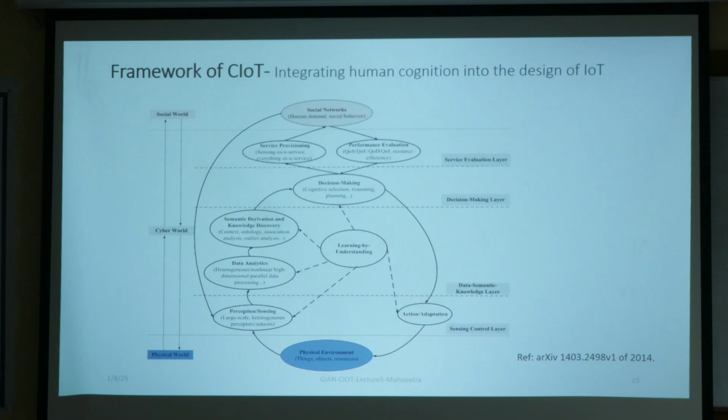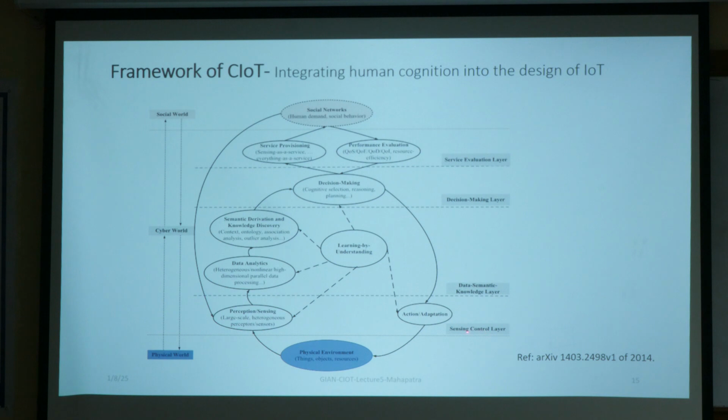Let's look at the framework. This framework is about integrating human cognition into the design of IoT. It has 4 layers, just like IoT has several layers, networks have several layers, AIoT has several layers. For the cognitive framework also, we have 4 layers: sensing control layer, data semantic knowledge layer, decision making layer, and service evaluation layer. We'll go through each layer and see the scope.